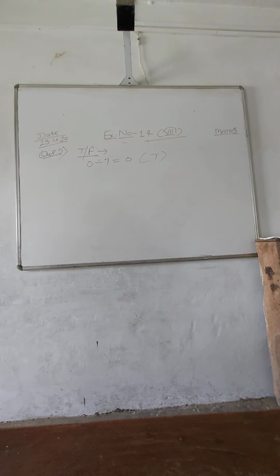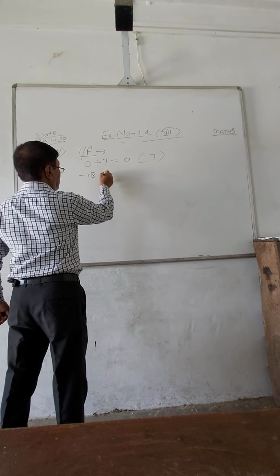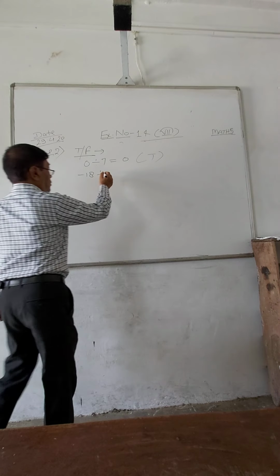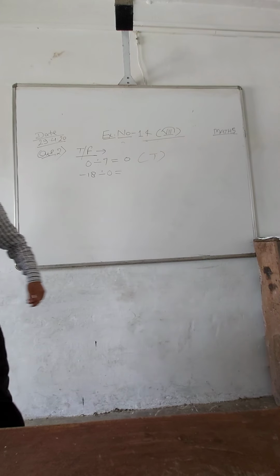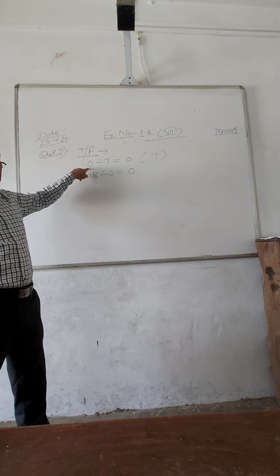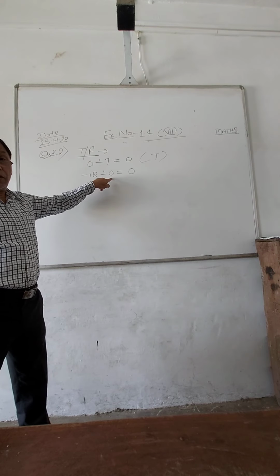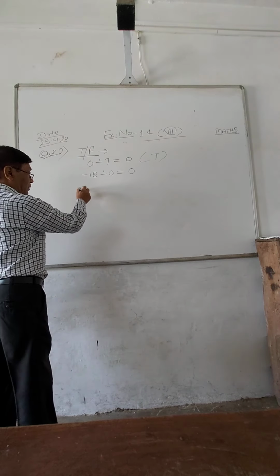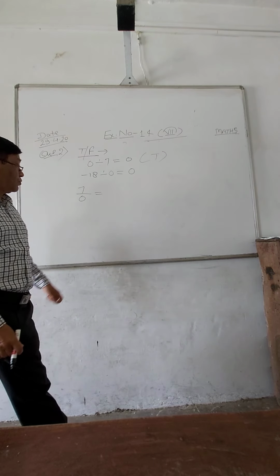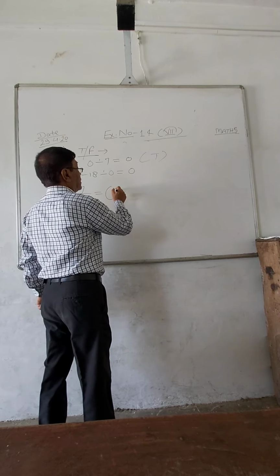Next, minus 18 divided by 0 is equal to 0. When 0 is divided by any number, it comes always 0. But when divisor is any time 0, suppose 7 by 0, what is the answer of this one? You have seen in the last class also. Because if divisor is 0, it is not calculated.